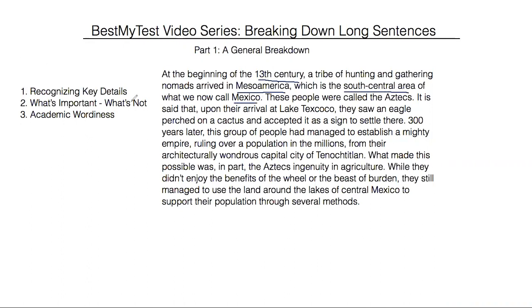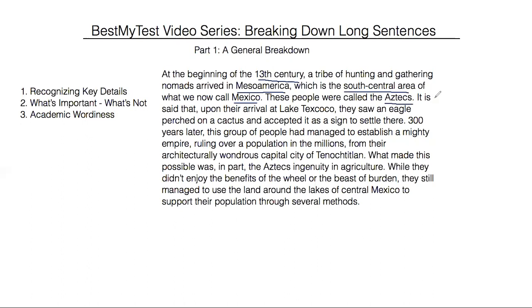So when you're pulling out key details, you could even scan quickly in your sentence. You see a number, you see anything with a capital letter, that will give you an idea that this is a key point. This is a name, this is a time, this is a location, and for some reason they're mentioning this, so I will likely need to know it. So let's look at the second sentence. These people were called the Aztecs. Okay, this isn't a long sentence, but again, we're able to pull out a key detail here, a name of a group of people.